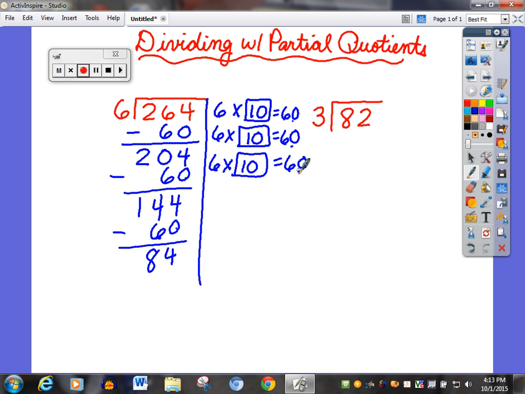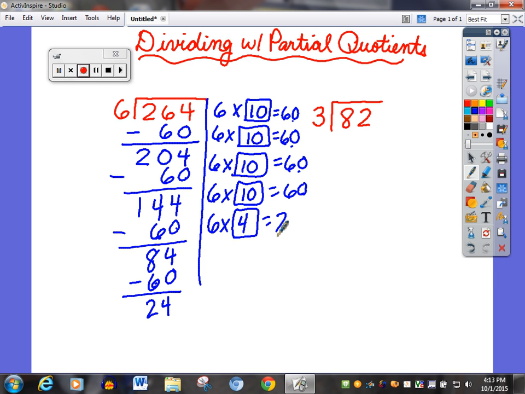Can I pull 60 out again? Yes. 6 times 10 equals 60. So I subtract. 4 minus 0 is 4. 8 minus 6 is 2. And you see now that you cannot take 60 out of 24. So I start counting by sixes. And I know that 6 times 4 equals 24. So I take my 24 out, and then I'm finished because I don't have any more to take from.